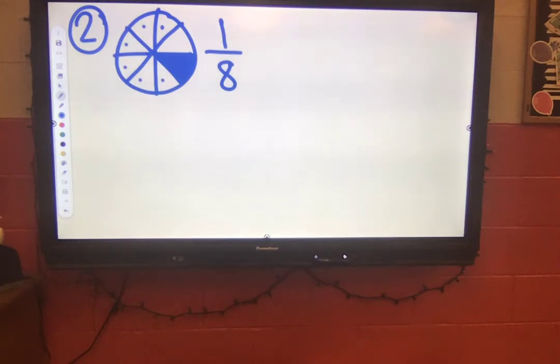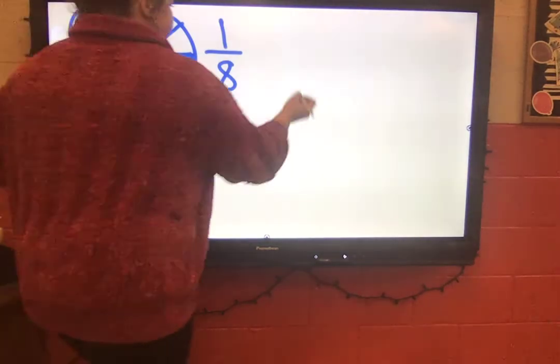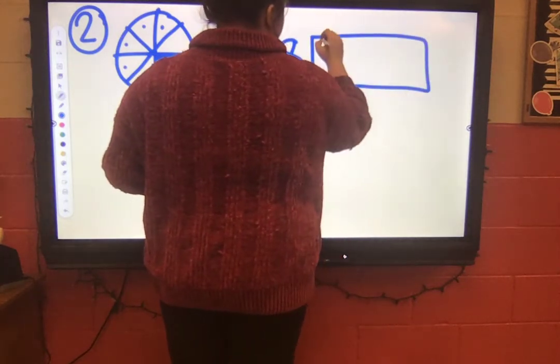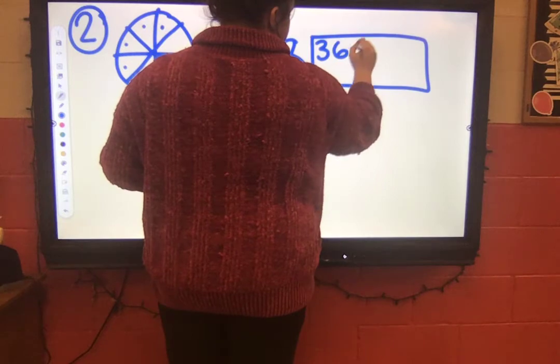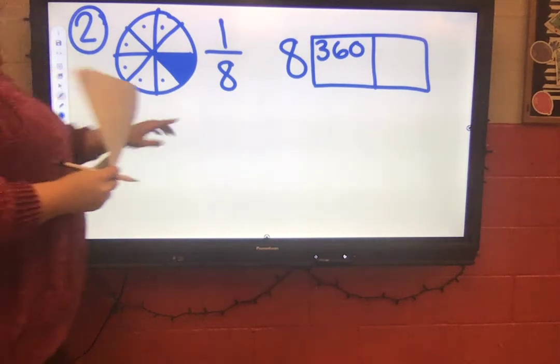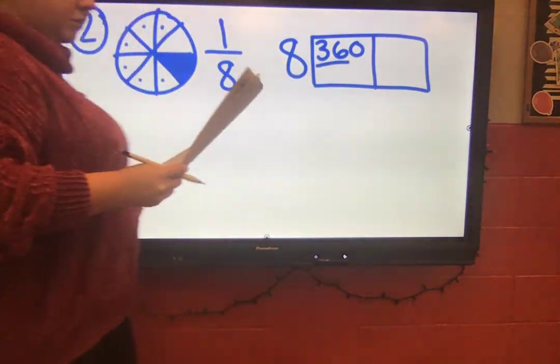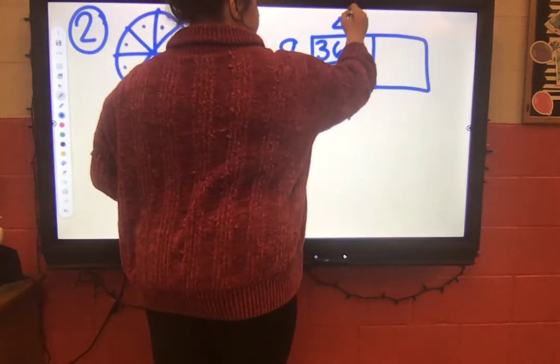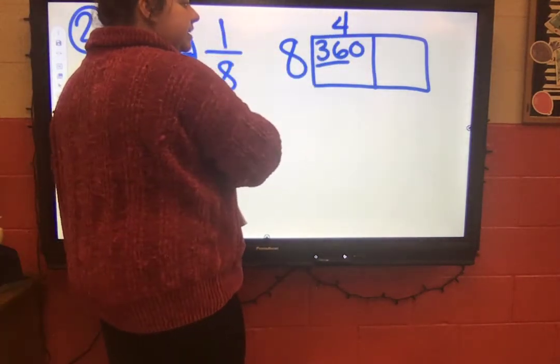Now I need to figure out my degrees for this slice, this piece. So I will divide 8 into the total number of degrees in a circle, which is 360. Now what times 8 equals 36? Or what times 8 gets us close to 36? 4. And 4 times 8 is 32.